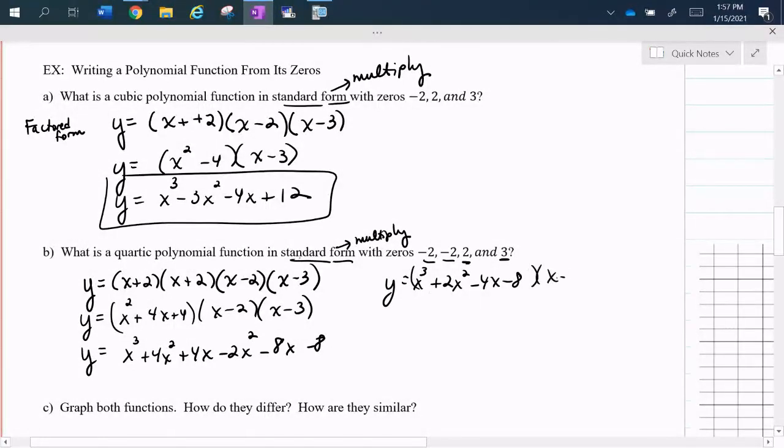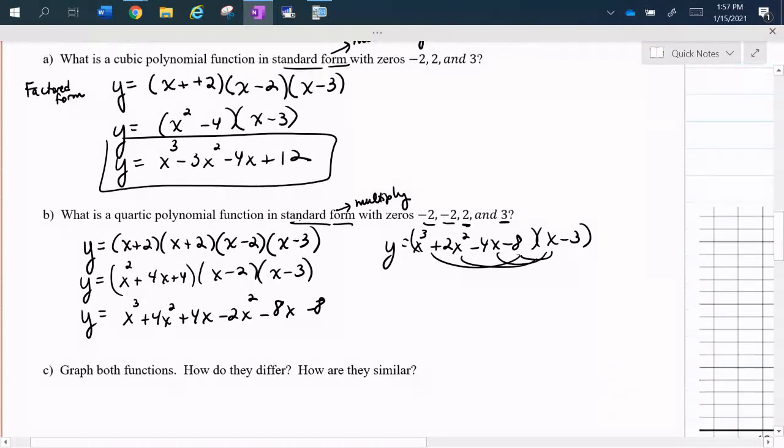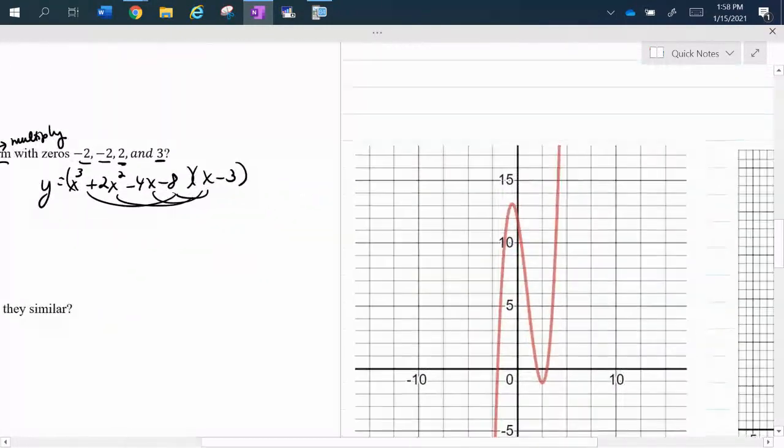But then I still have to multiply that times x minus 3, so I actually have to distribute twice again. So we'll just move on instead of wasting time doing that, because we all know how to multiply. So then I can look at the graphs of the two functions. The first function is a cubic, and the graph of it looks like this.